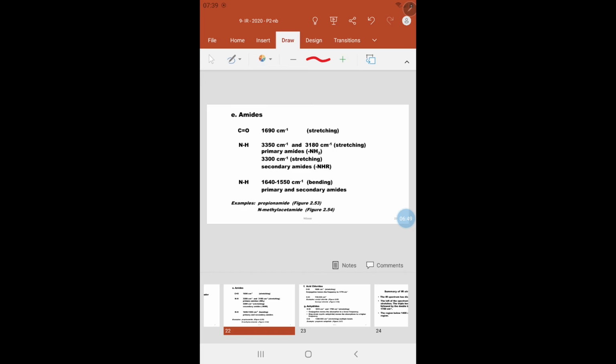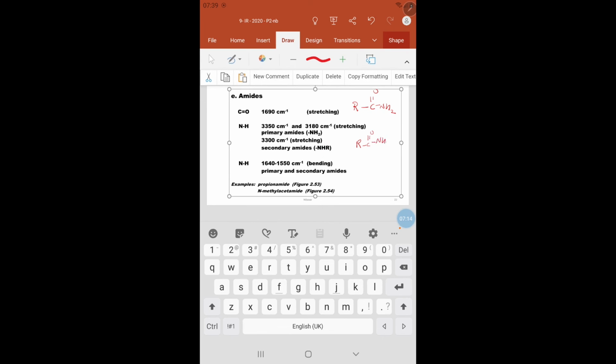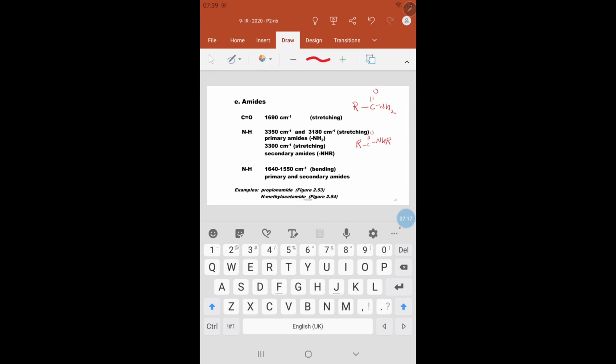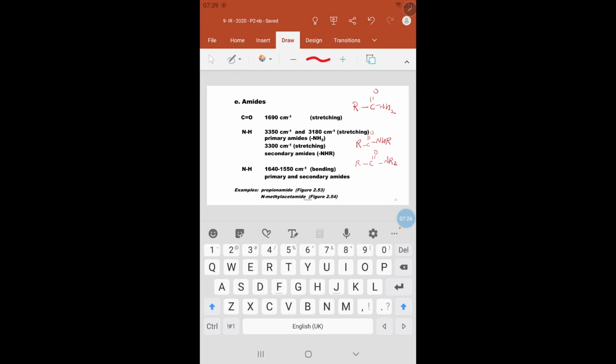Okay, next one is amides. The general formula for amide is RC double bond O and NH2, or RC double bond O and NHR, or RC double bond O and NR2. So it depends on the type of amide, whether it's primary, secondary or tertiary.